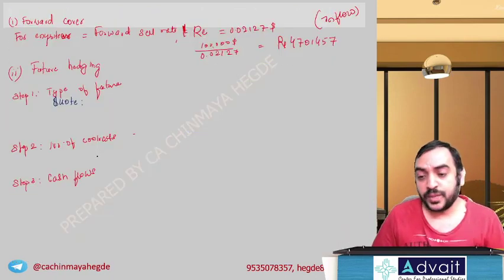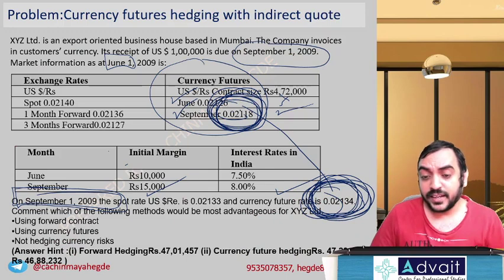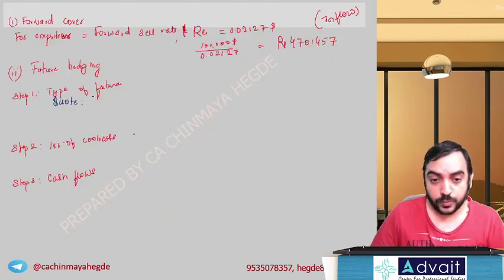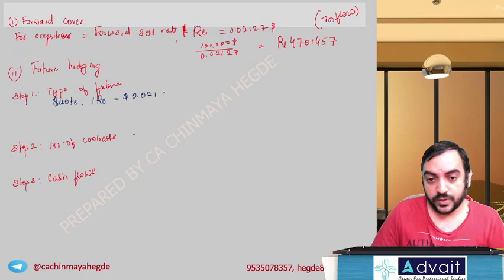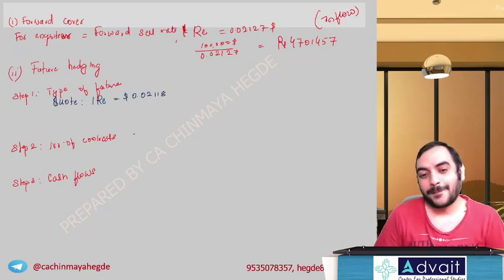Okay, let's go back to the basic quotation. Quotation entry rate 0.02118. So 1 rupee equals 0.02118 dollars.